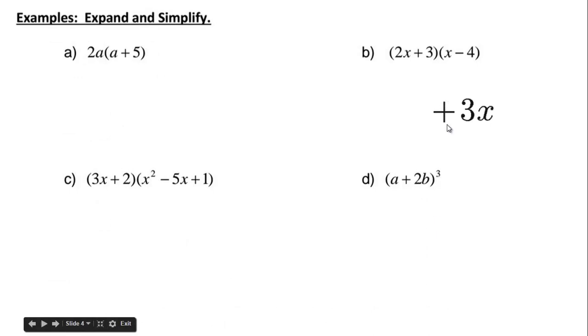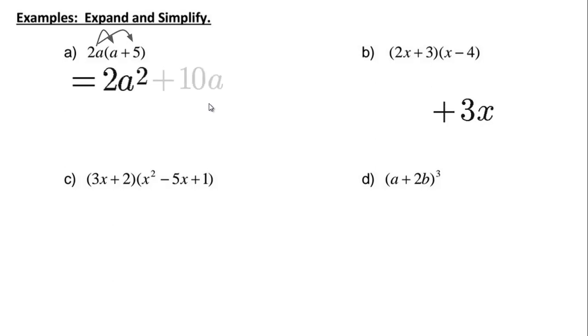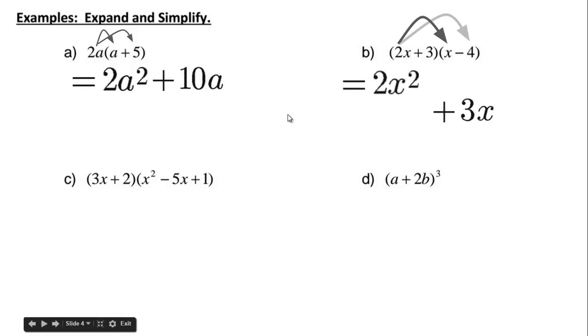So a couple examples. 2a times, we're going to expand it in, so we use the distributive law, we get 2a squared. 2a times 5 is 10a. The second one, we're going to multiply 2x by x, we get 2x squared. 2x by negative 4, and get negative 8x. 3 times x gives you positive 3x. And positive 3 times negative 4 is negative 12.